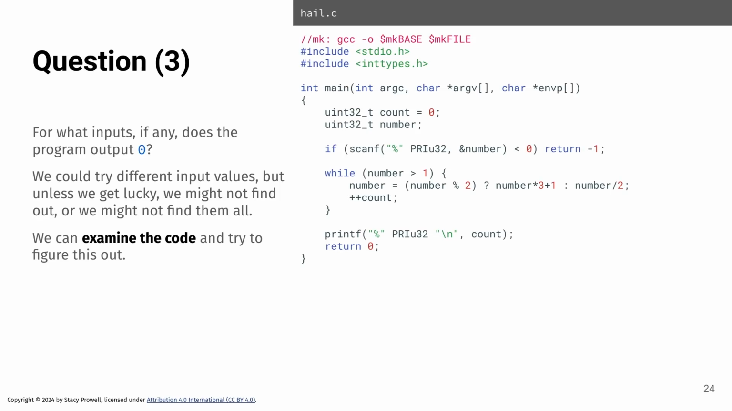We could just read the code. Let's try that. Let's just read the code and see if we can figure it out. There's not a lot of code there. We're smart, right? We got computer science degrees or whatever. We know what we're doing.